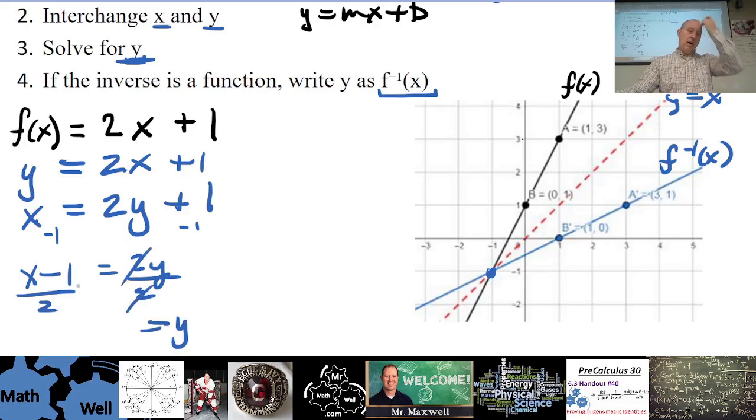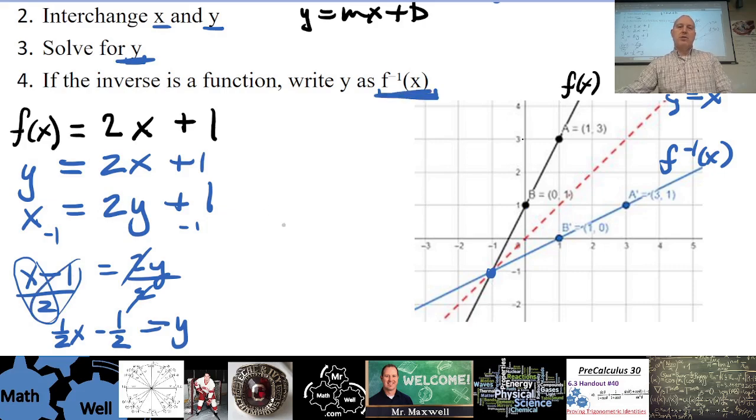And this one over here, I'd probably separate a little bit. So this is going to be 1/2 x minus 1/2, right? Or x divided by 2 minus 1 divided by 2. So when I do the final step, I'm going to rewrite this. I'll keep it in blue. f to the negative 1 of x, that's the y now, is equal to 1/2 x minus 1/2.